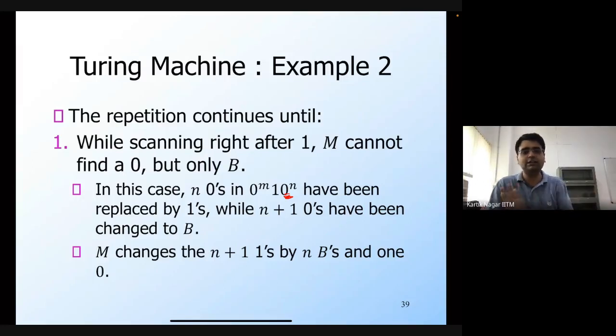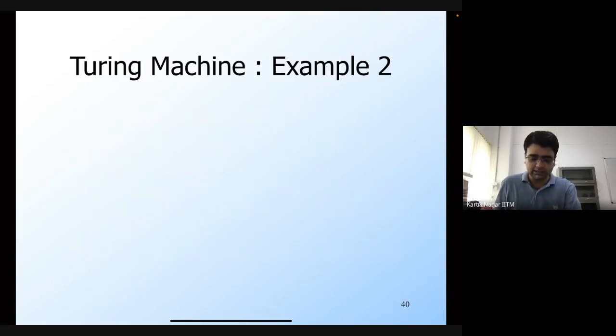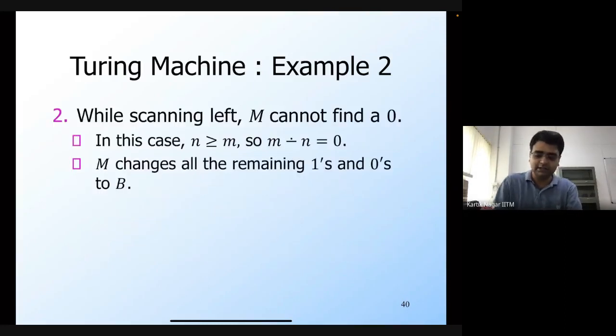So if I don't find another zero to the right of 1, which is the case where I have converted all the zeros to the right of 1 to 1s, then I have converted n plus 1 zeros to blanks. In this case, M is going to change the n plus 1 ones into n blanks and then a 0. And then there is this other scenario where, while scanning left, M cannot find a 0.